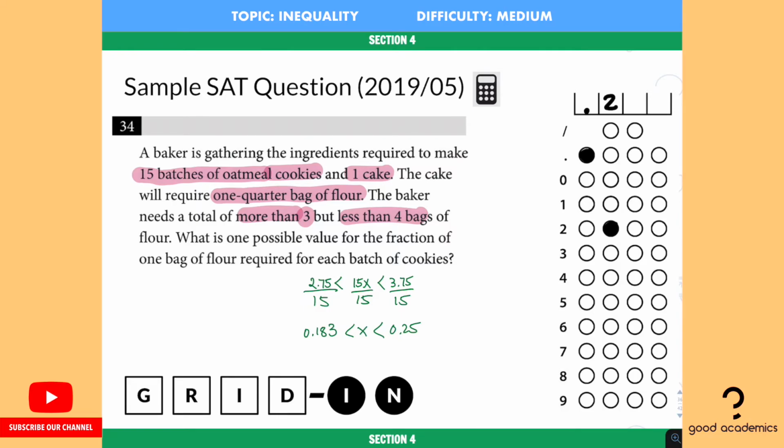We take the amount of flour used by the cake out of the way, so we can focus on the amount of flour used by the cookies. And since the number originally is for 15 batches of cookies, we need to divide by 15 so that we can get how much flour will be used for only one batch of cookies. Pretty straightforward. Hope you understand this problem.